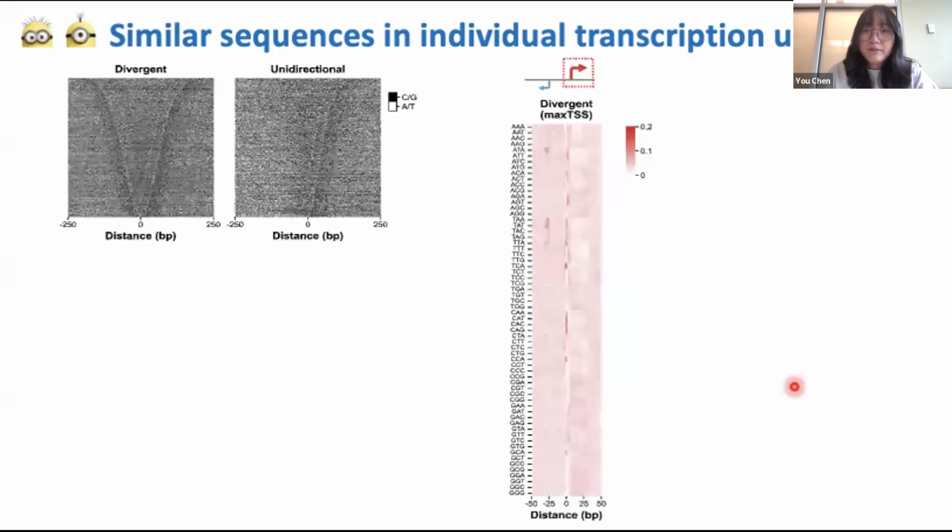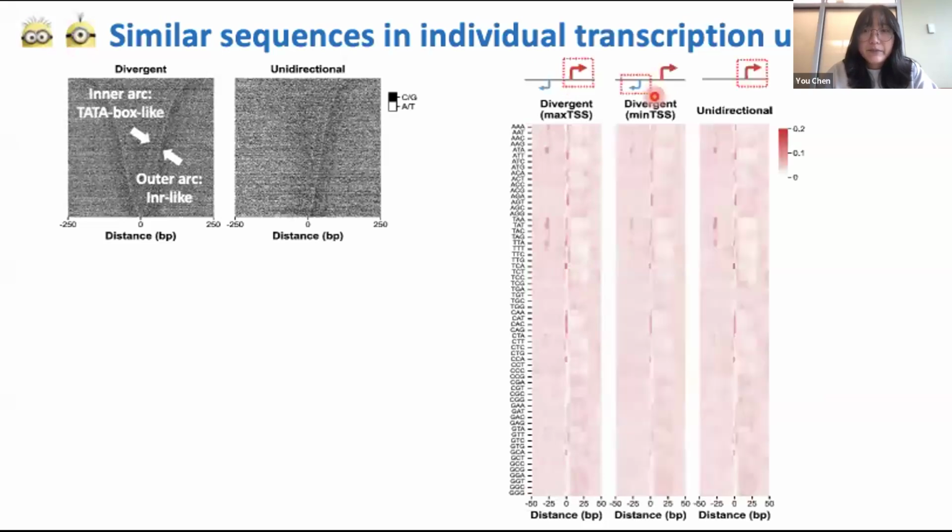To figure out the identity of these arcs, we examined the k-mer frequency within 100 bp region surrounding TSS. First, let's look at the prominent TSS on the maximum side of divergent elements, the side with more read counts. We found that the inner arc represents TATA box-like sequences, while the outer arc represents initiator-like sequences. We observed a similar pattern for minimum TSS of divergent elements and the unidirectional TSS.